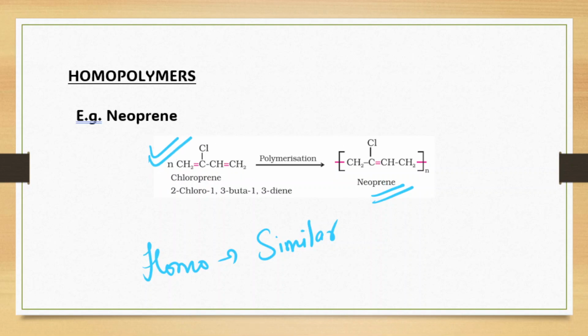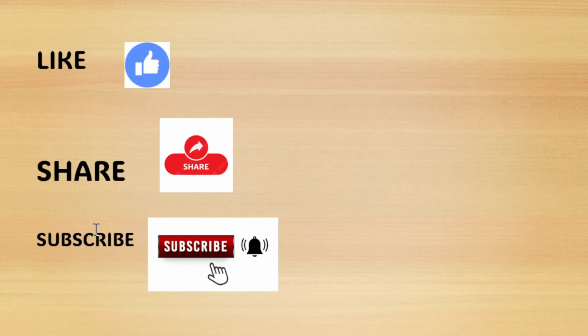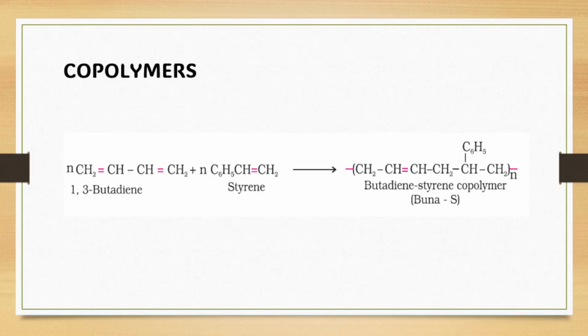Okay. Next, we have to study about the copolymer. Copolymer has two monomers. Example, 1,3-butadiene and styrene. This is monomer 1 and this is monomer 2. They undergo polymerization to form a polymer, Buna S. This is copolymerization.